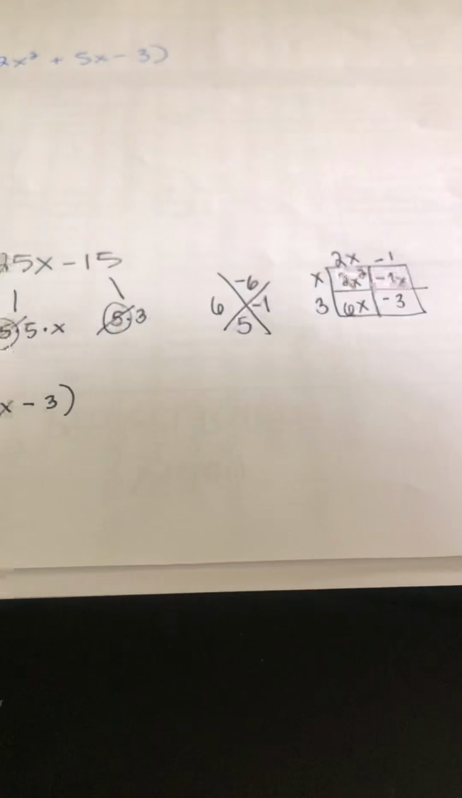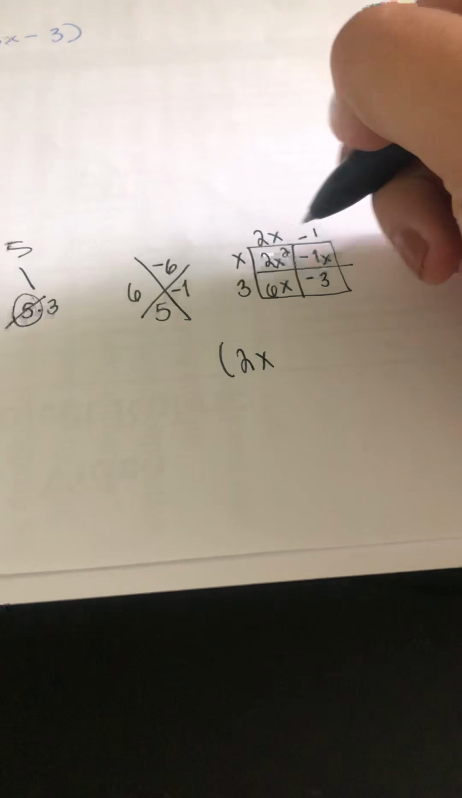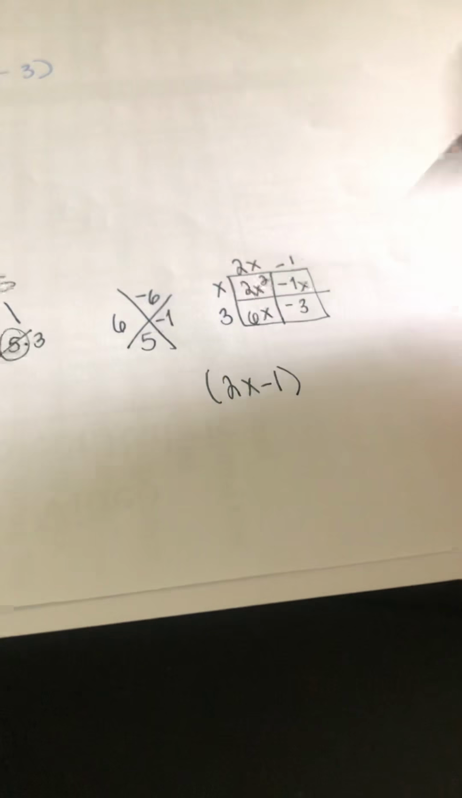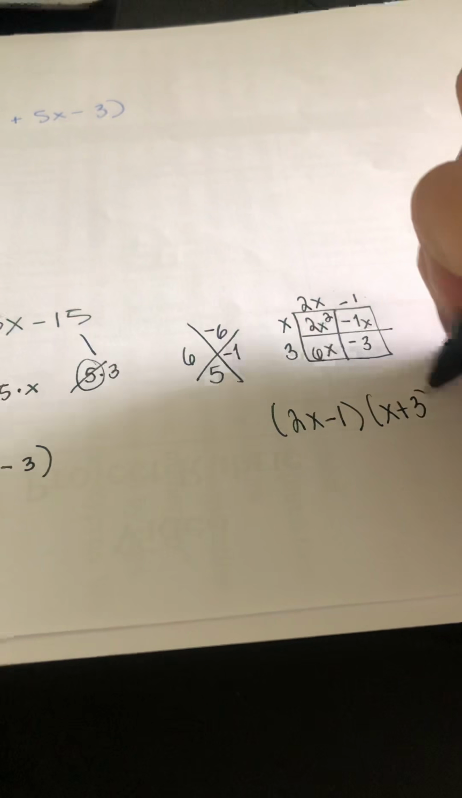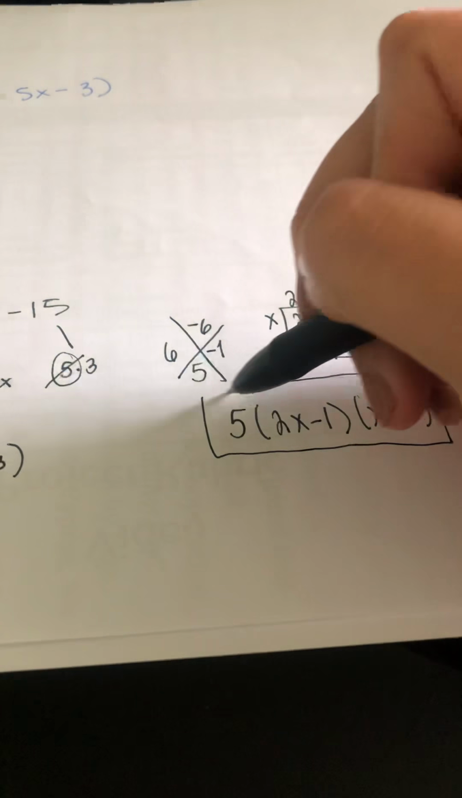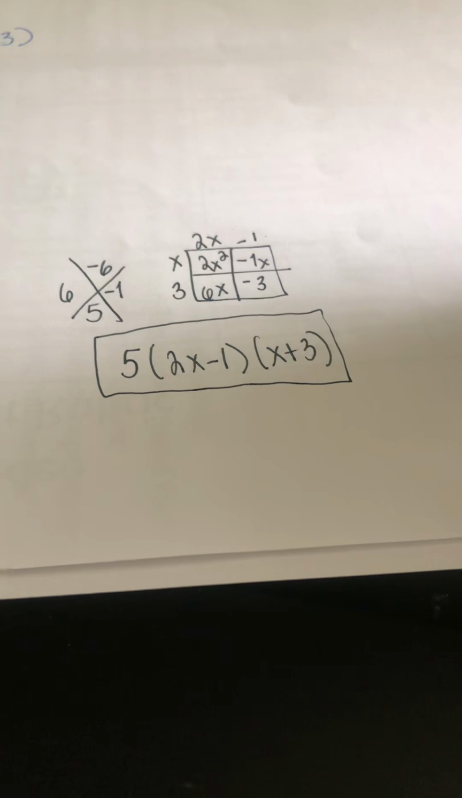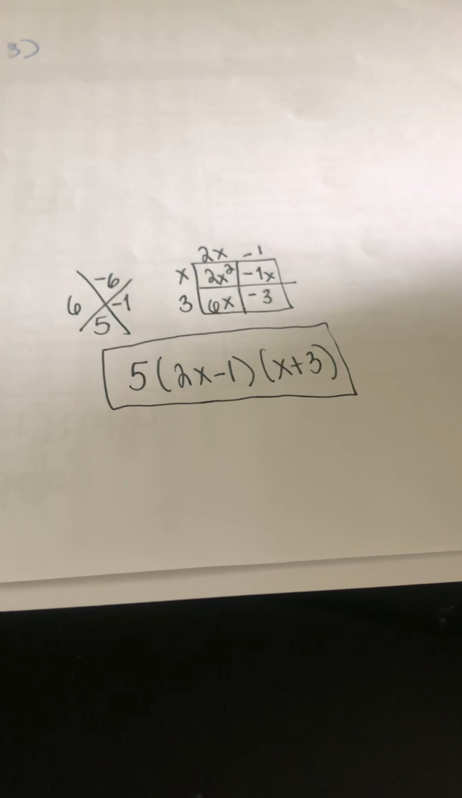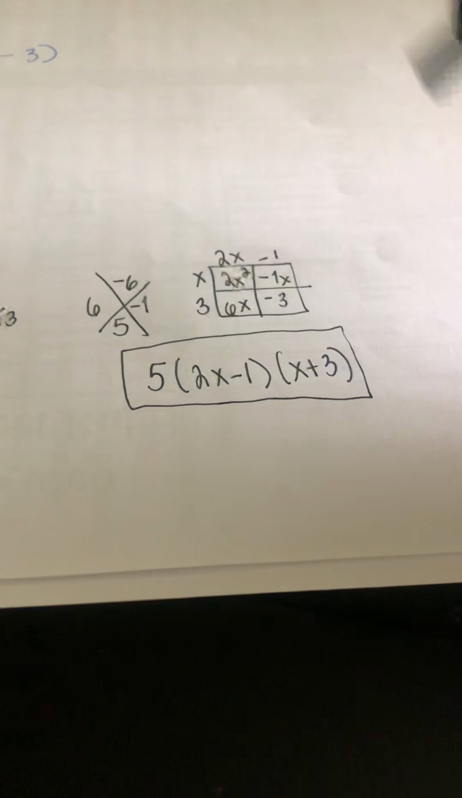So then, therefore, I have that my factors are 2x minus 1 and, on the other side, x plus 3. And I had already factored out this 5, so I have to put it in my factors, so I'm going to put it outside. And so now I have my factored completely form, and this is what we're looking for, factored completely, okay? Hopefully you understand, and if not, let me know so I can keep working with you.